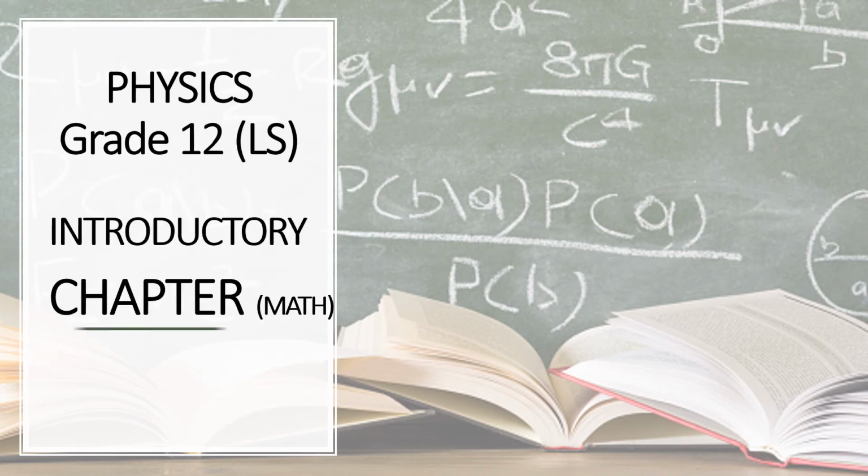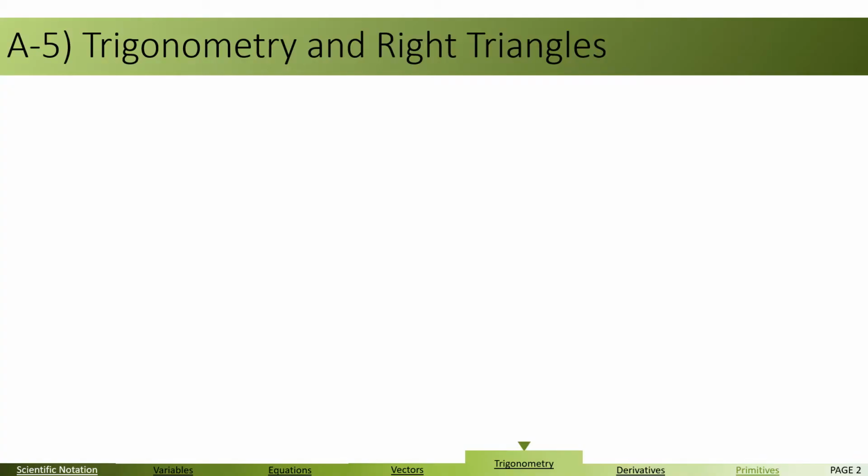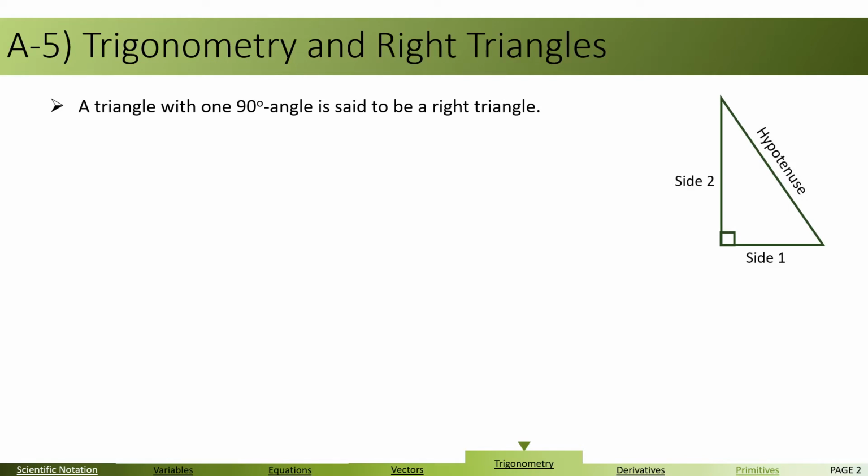Starting with the fifth section. This section is mainly about right triangles and trigonometry. A triangle is said to be right when it has one 90-degree angle. Any right triangle has the following properties.